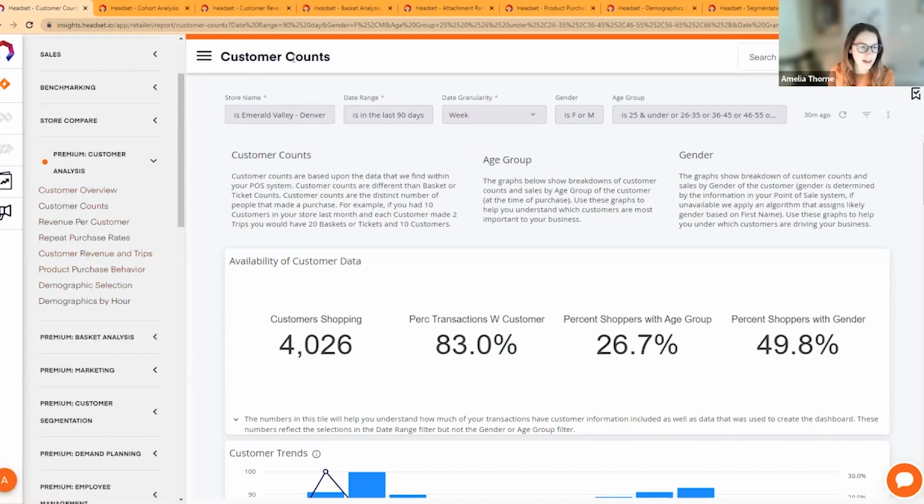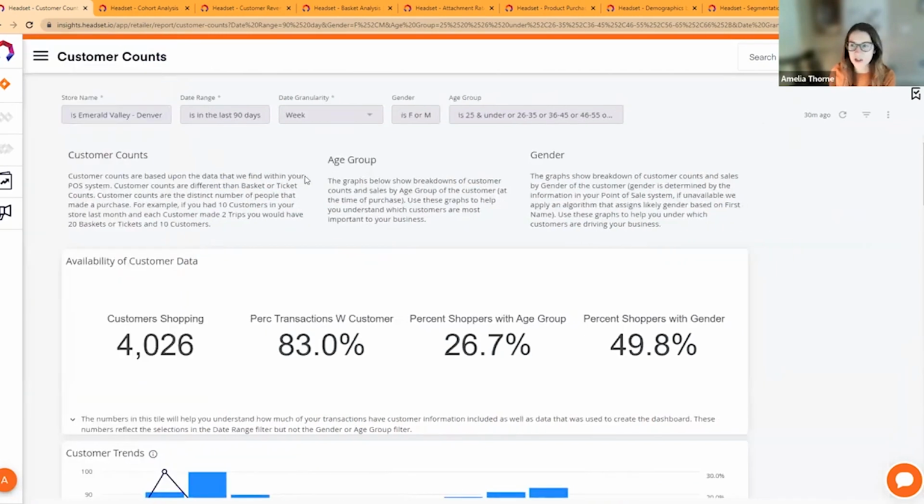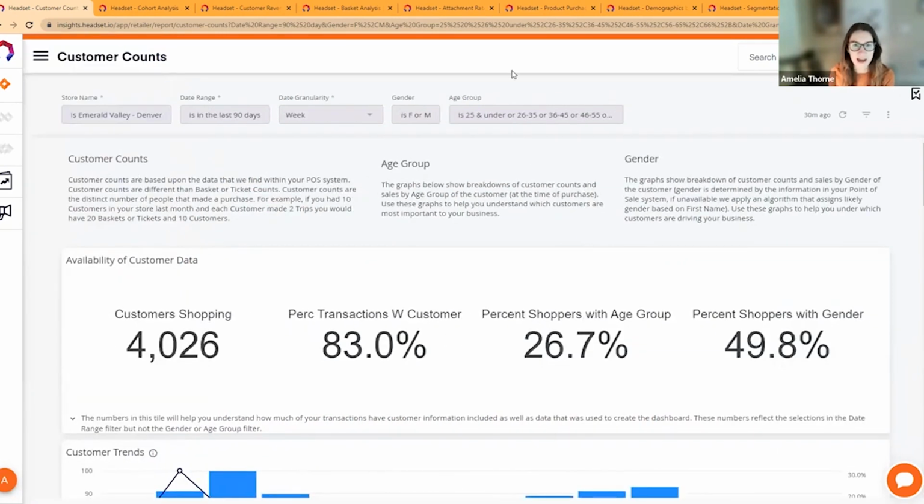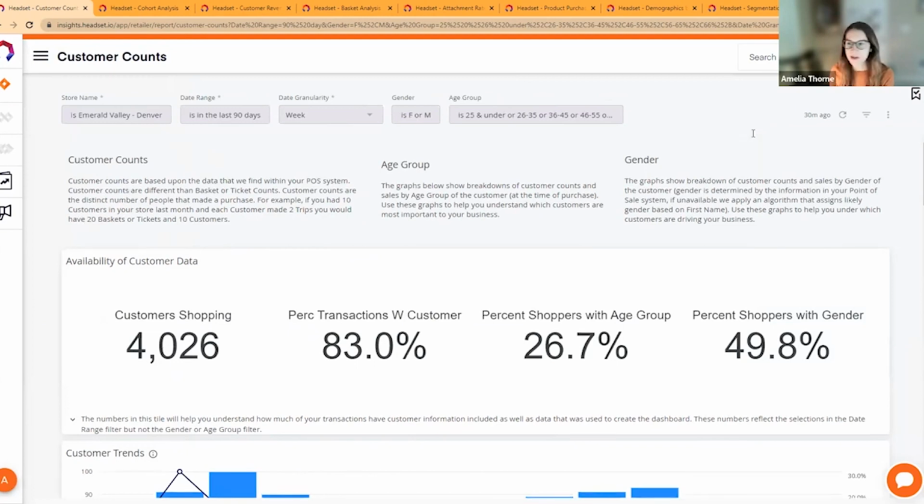We're going to be focusing on customer counts. We're also going to take a dive into customer revenue and trips, product purchase behavior, as well as demographics by hour. So customer counts is great for understanding at a baseline how many customers are shopping at your store in a given time frame.